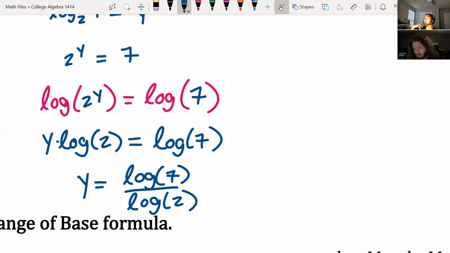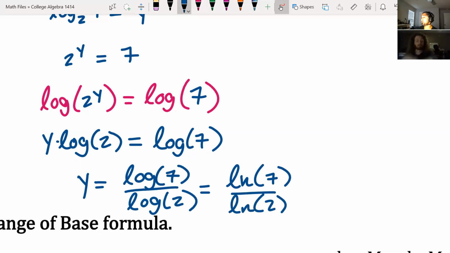And if you applied the natural log to both sides, it would work the same way. So an equivalent expression is the natural log of 7 over the natural log of 2. And it said approximate our answer. So I'll do this to 3 decimal places. If I do log of 7 divided by log of 2, we'll get 2.807.